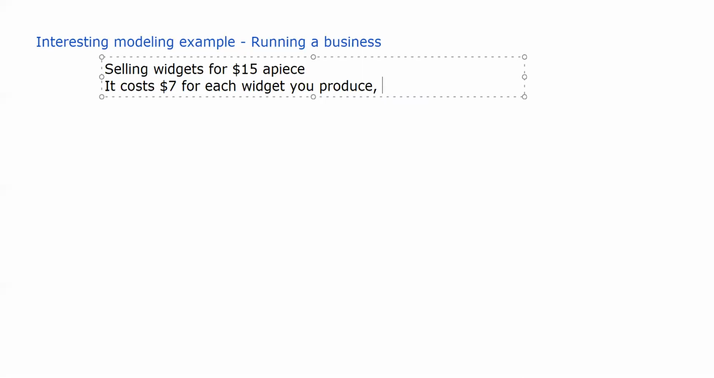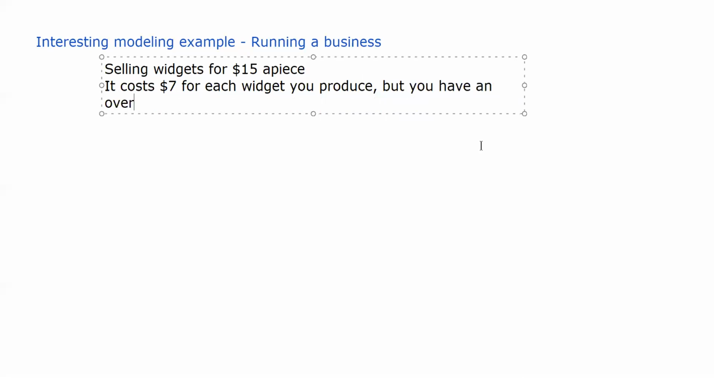So it costs $7 for each widget you produce, but you have an overhead of, I have a number in my notes, but it's not an interesting number. Let me just produce one real quick. Let me do a little side computation. You have an overhead of $7,440, let's say per month.